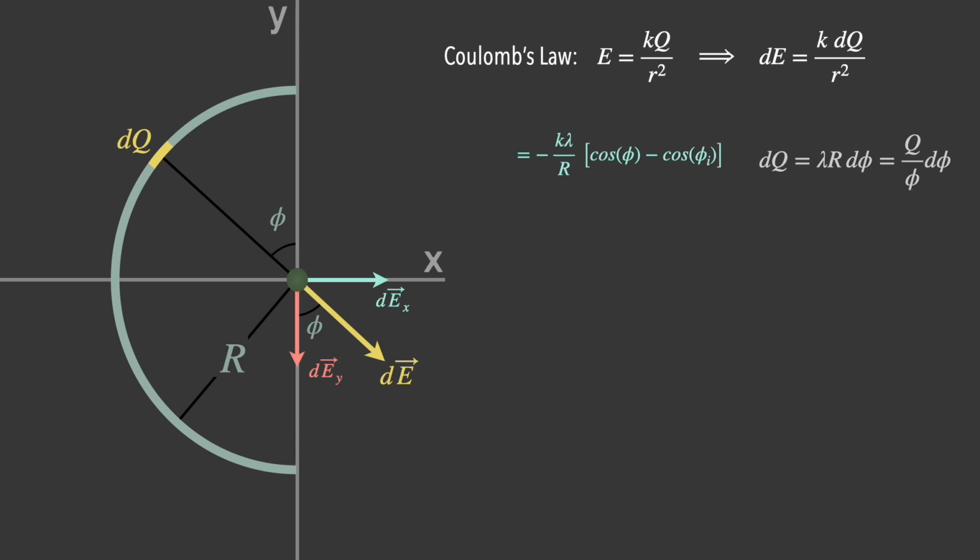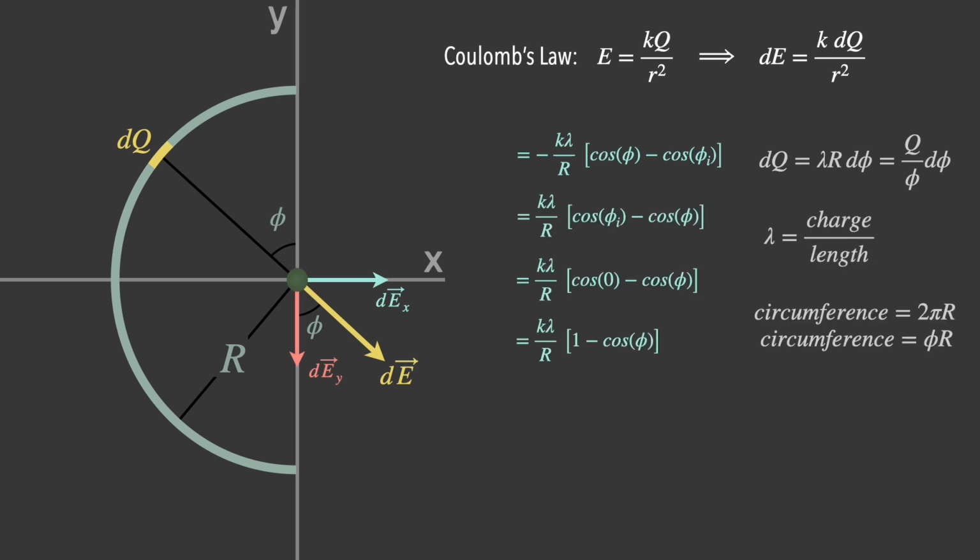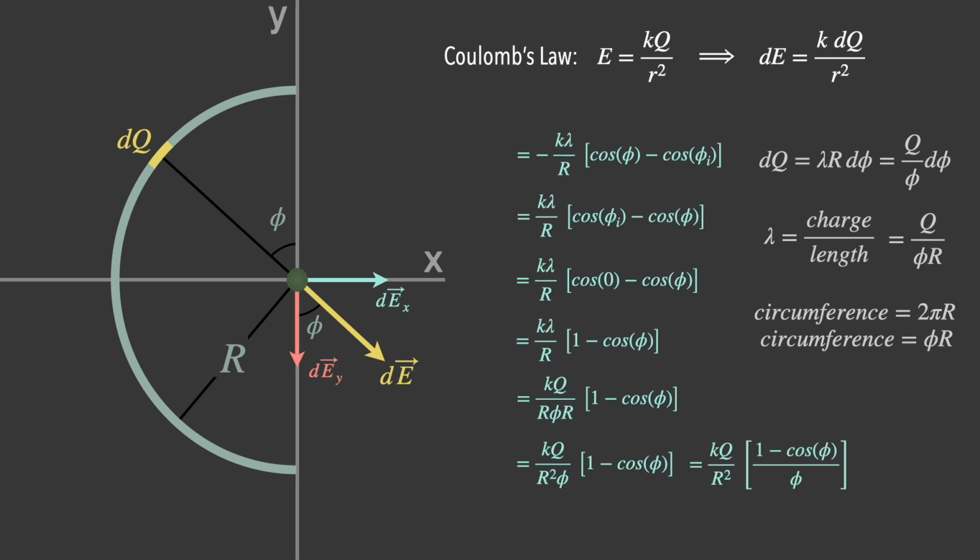We can also sub in the definition for lambda. Lambda is just charge over length, which is a total charge q over the circumference that we discussed earlier, phi r. Subbing that in, we get kq over r squared. And we can group our phi terms together to get an equation that reads kq over r squared times 1 minus cosine phi all over phi.